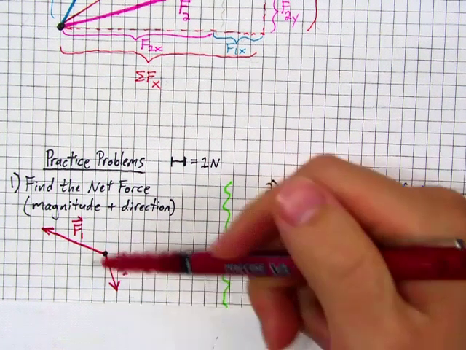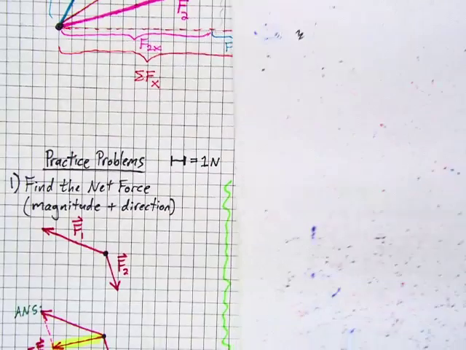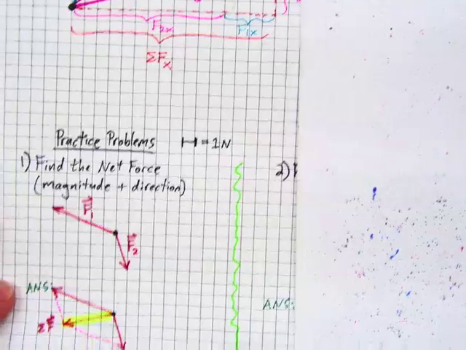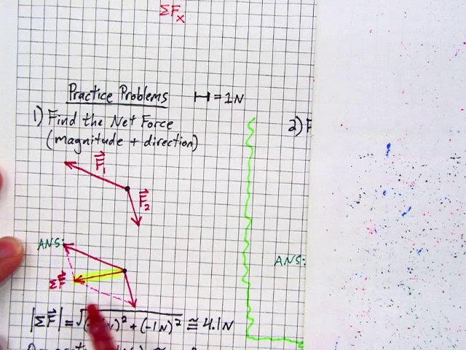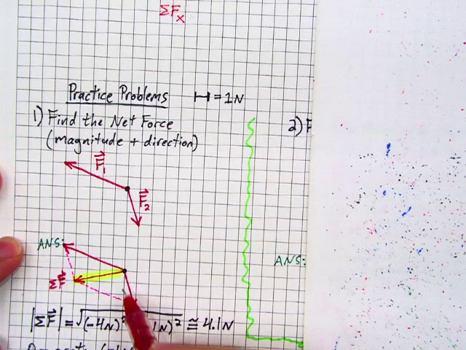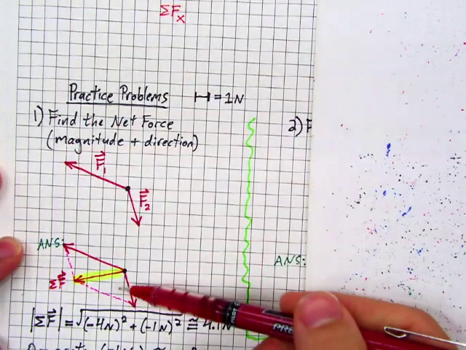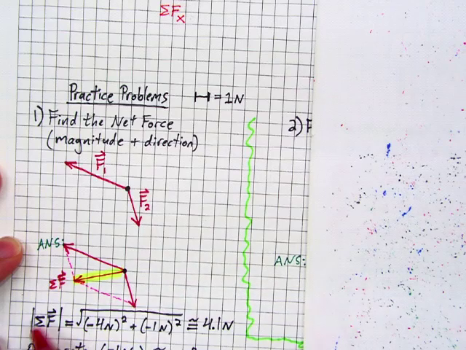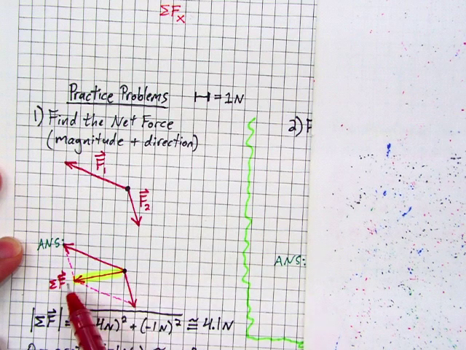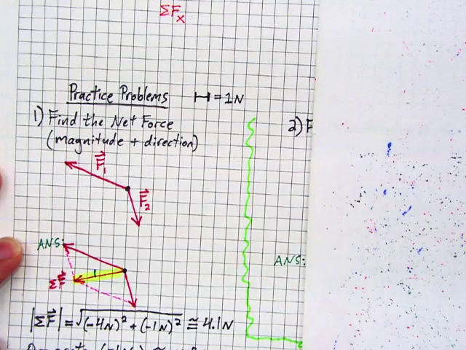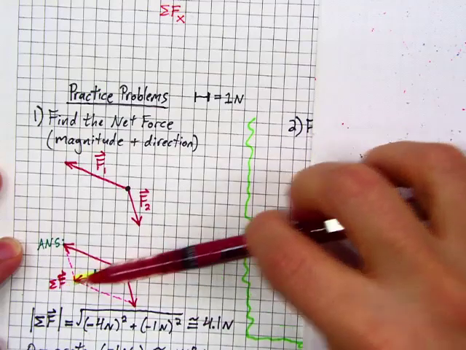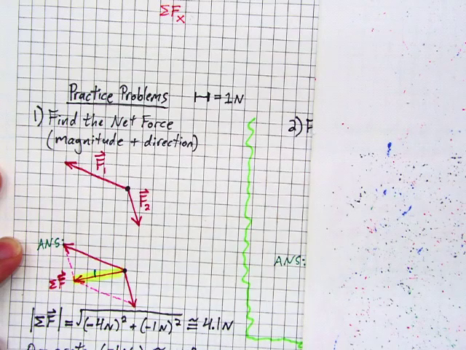Ready? Here's the result. I've done the parallelogram method here to draw in the net force and use the grid to count up that its components are minus 1 newton in the y direction and minus 4 newtons in the x direction. So with the Pythagorean theorem, add those two components and find that the magnitude of our net force here is 4.1 newtons. Then do some trig to find this little angle right there and report that this net force is pointing at about 14 degrees below the negative x-axis.